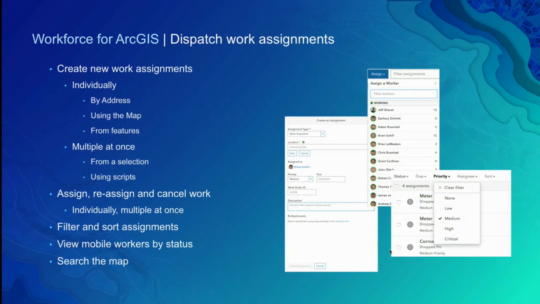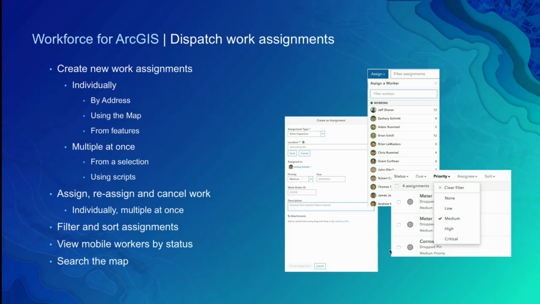So in the dispatcher application, I think you saw a bunch of that already. You can individually create new work assignments, and there's multiple different ways to do that by address, using the map and whatnot. Or you can do them in bulk, either within the app or using scripts. There's also a flow to a work assignment. There's different states to it. So you can go from kind of an unassigned state to assigning the work.